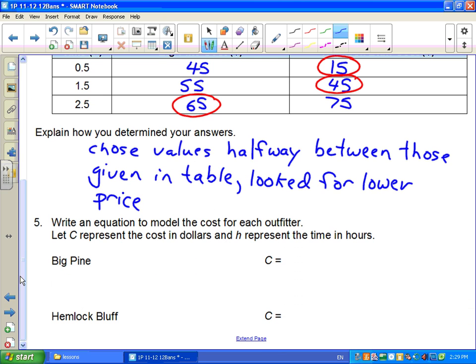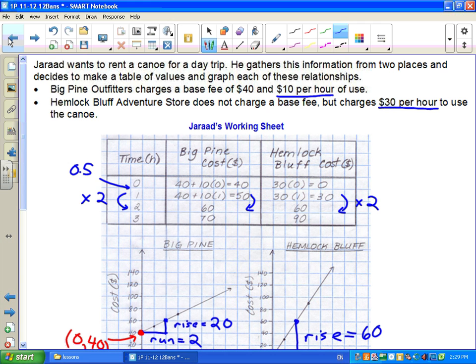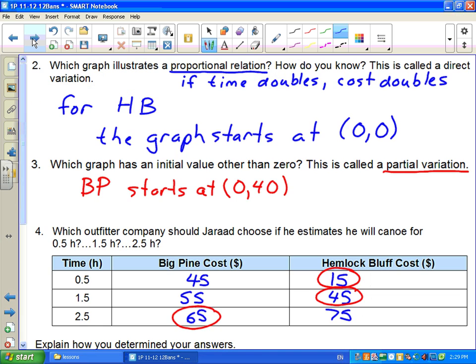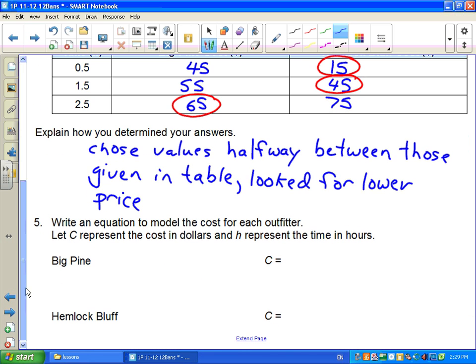Next up, we want an equation to model the cost for each outfitter. We're going to use C to represent the cost in dollars and H to represent the time in hours. They've given us the C over here already. So let's take a look back at the descriptions. Let's do Big Pine first. For Big Pine, we've got a base fee of $40 and $10 per hour of use. So back on this page, H is going to be our time in hours, so we're going to need an H over here.